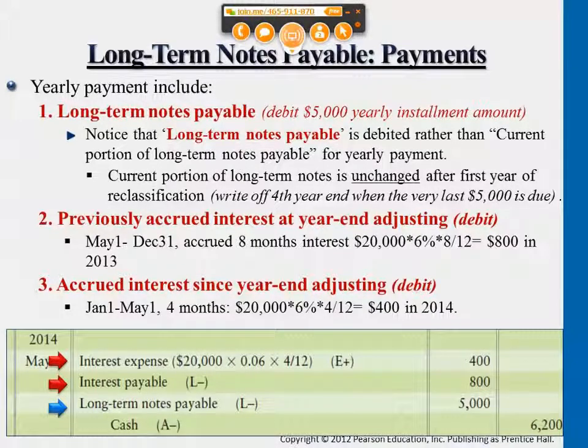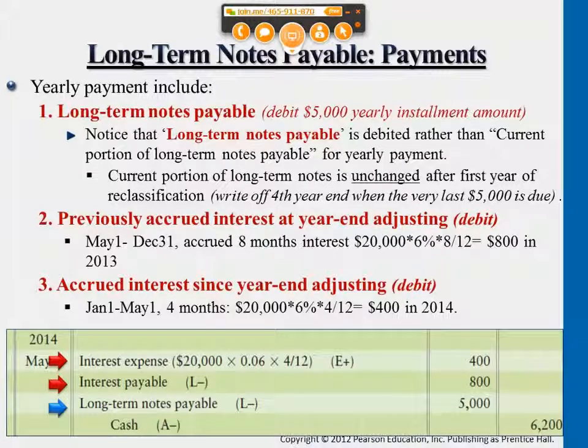Okay, so this is an entry May 1st, 2014. So 2014, this $15,000 here, we reduce an additional $5,000. After this entry, notes payable would have a balance, long-term notes, $10,000, representing the third year and the fourth year. And this current portion still stays here.